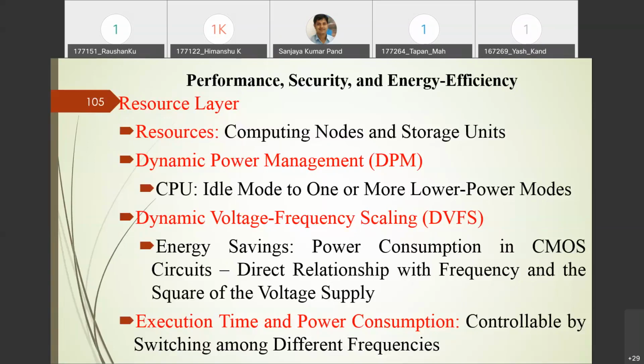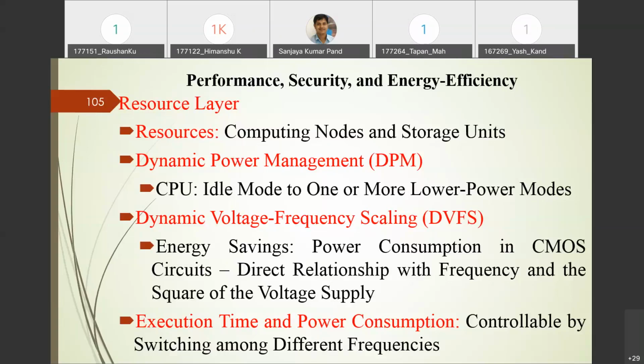And one very popular policy used here is called the DVFS policy. You can ask your electrical students, friends, what is the meaning of DVFS? So the DVFS policy is used in data centers as a power management policy. It stands for dynamic voltage frequency scaling.